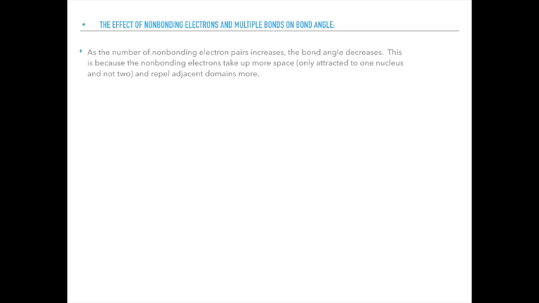Well, as the number of non-bonding electron pairs increases, that's going to cause the bond angle to decrease, as I mentioned in the previous slides. This is because the non-bonding electrons take up more space, and they take up more space because they're only going to be attracted to the nucleus of one atom, while bonding electrons are attracted to the nuclei of the 2 atoms that are sharing them. And so non-bonding electrons take up more space, and as a result they're going to repel any adjacent domains or any adjacent atoms more than bonding electrons would.